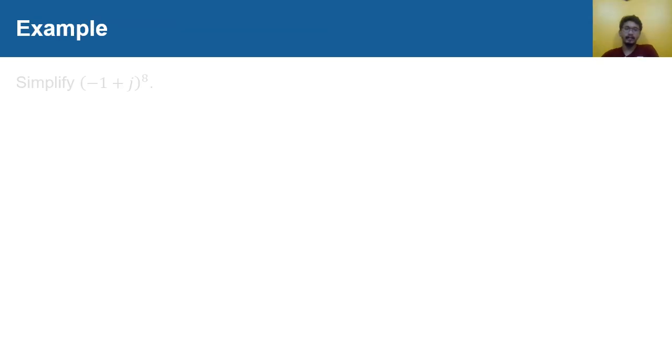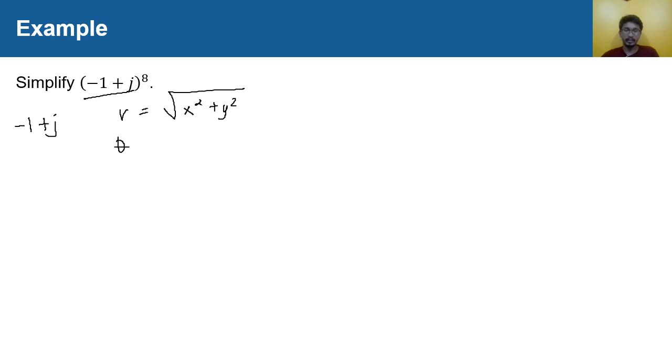Example, simplify (negative 1 plus j) raised to 8. To solve this, we need to convert negative 1 plus j into its polar form. To convert that, we use the formulas: to solve for r, that is equal to the square root of x squared plus y squared. And then for the angle theta, that is arctangent of y over x.